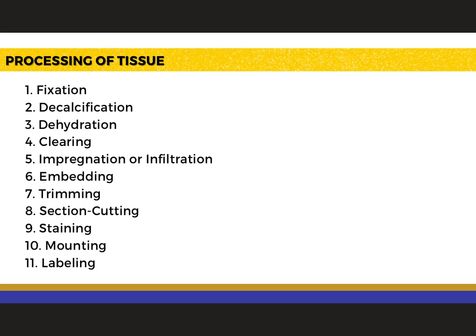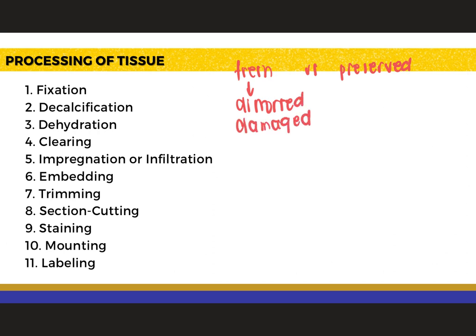So, in comparing your fresh versus your preserved tissue examination. So most fresh tissues are very delicate. So they are easily distorted and easily damaged. So preserved tissues provide the efficiency of staining for better demonstration and permanent keeping when mounted on slides with cover slip.